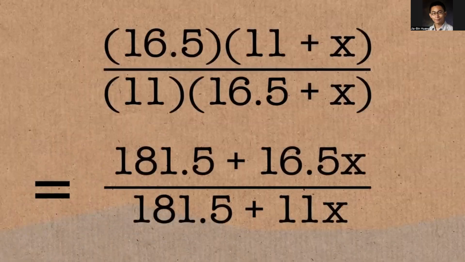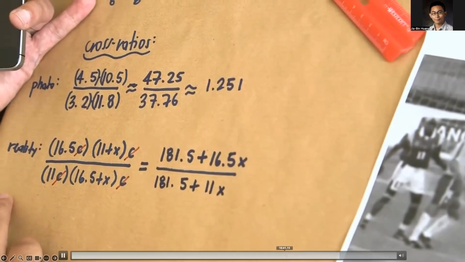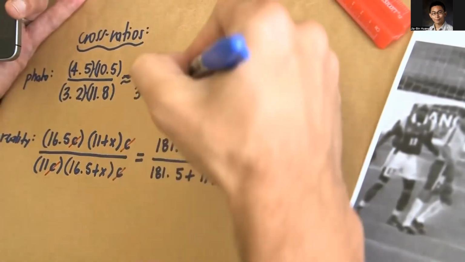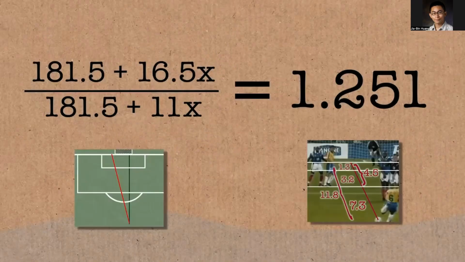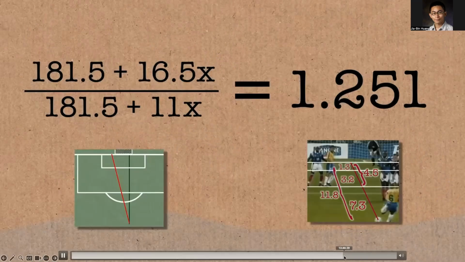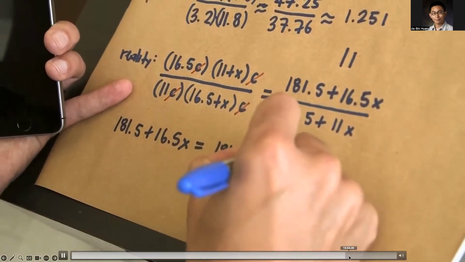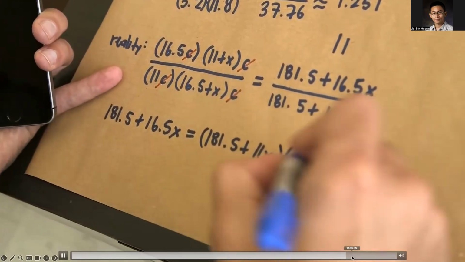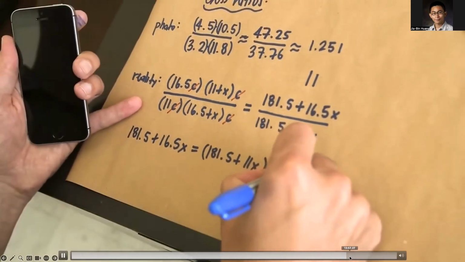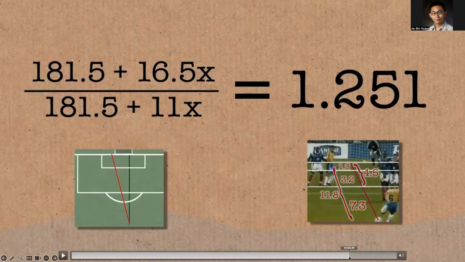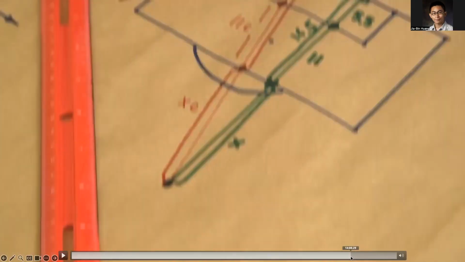This is the measured cross ratio, this is the real cross ratio, and then the magic here is that these two numbers are actually equal to each other. So this is equal to this. 181.5 plus 16.5x is equal to 181.5 plus 11x times 1.2. We'll skip the algebra part. But basically, what you could do is, in the end, is like this.